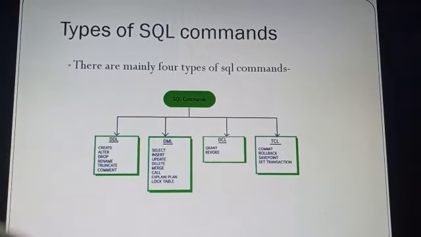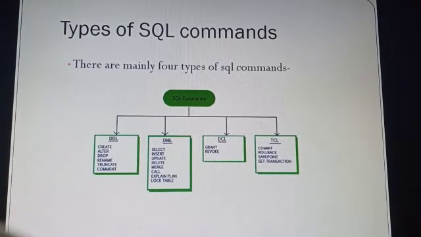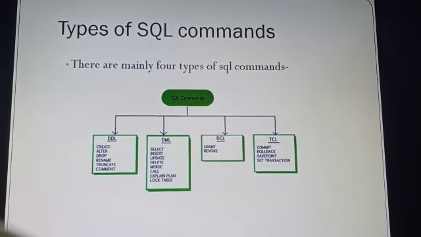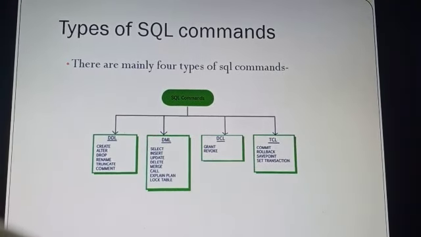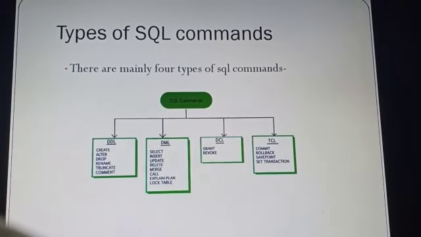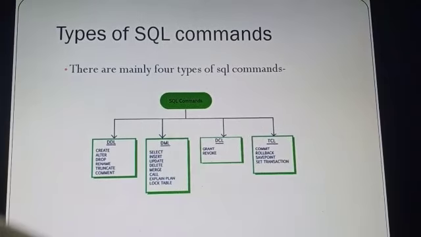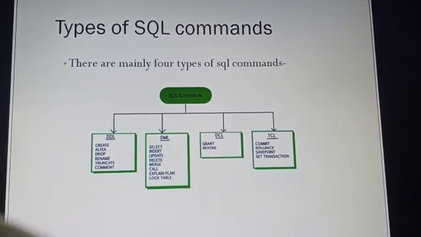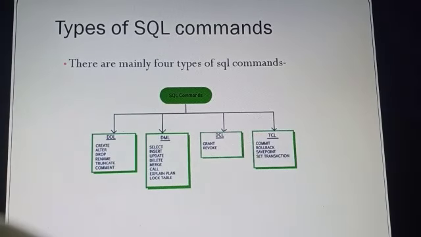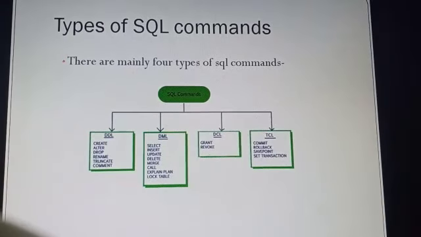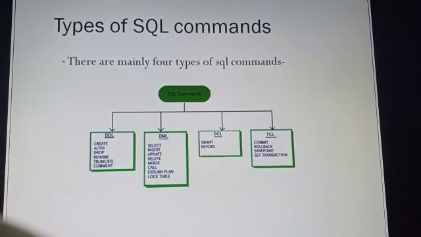Next is types of SQL commands. So what is an SQL command? SQL commands are instructions. They are used to communicate with the database. There are mainly four types of SQL commands. First is DDL command, second is DML command, third is DCL command and fourth is TCL command. So let's discuss each command one by one.